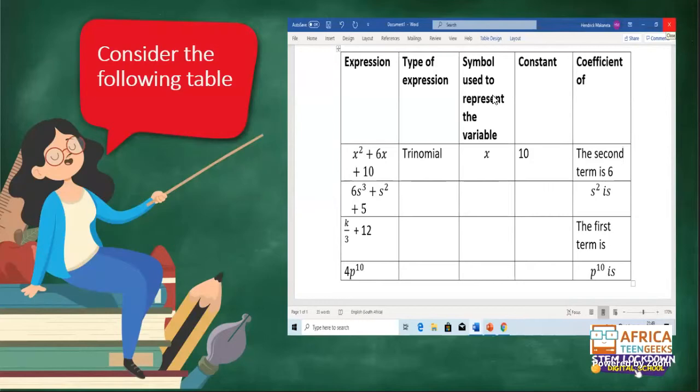Unkabete, are you there? Yes, sir. What is the constant used in the last expression? There is no constant, sir. Yes, so it's 0. 0 means nothing. So there is no constant. Lastly, is there a coefficient? Yes, sir. It's 4. The coefficient is 4.